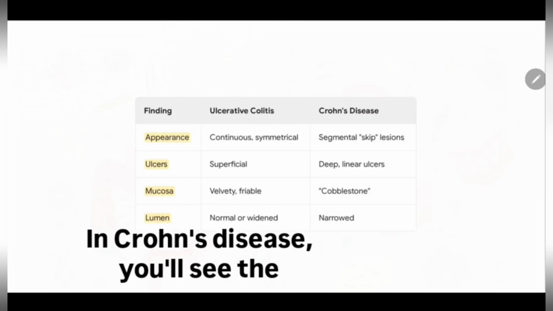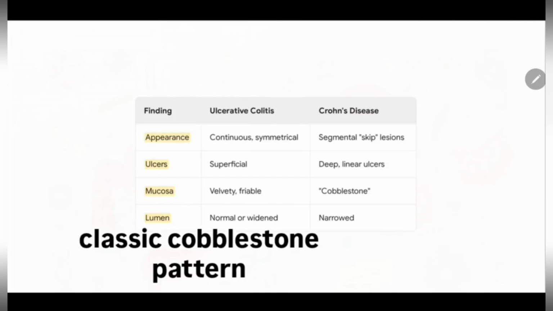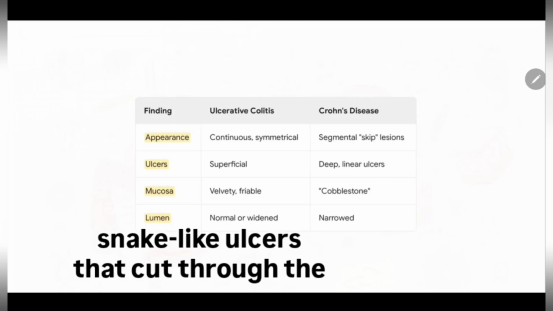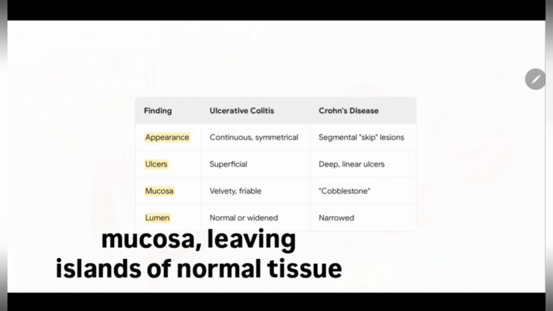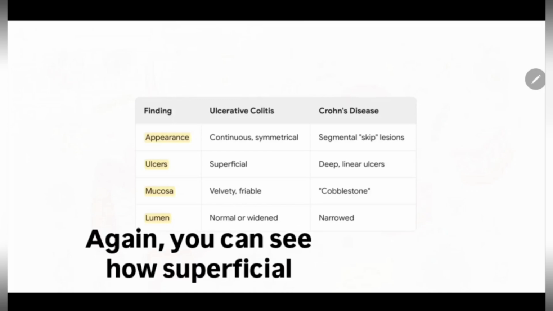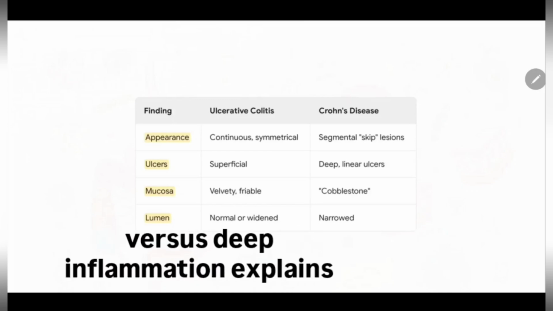In Crohn's disease, you'll see the classic cobblestone pattern. Why? Because you have these deep, long, snake-like ulcers that cut through the mucosa, leaving islands of normal tissue in between, just like a cobblestone street. Again, you can see how superficial versus deep inflammation explains everything.